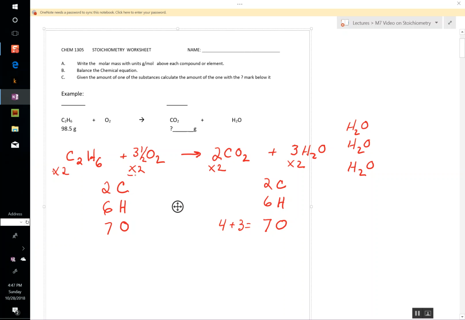2 times 3 1/2 is 7. That gets us our integer. 2 times, there is a coefficient here of 1. So 2 times 1 is 2. 2 times 2 is 4. And 2 times 3 is 6. So we end up with this final equation.